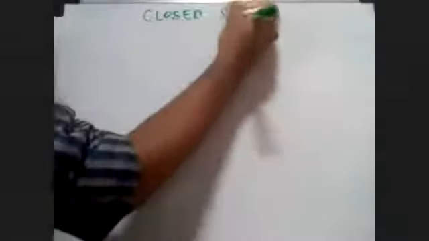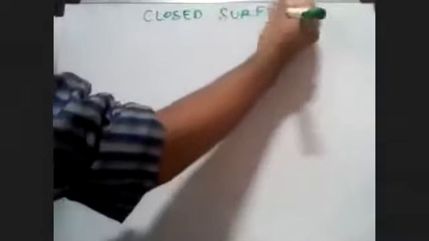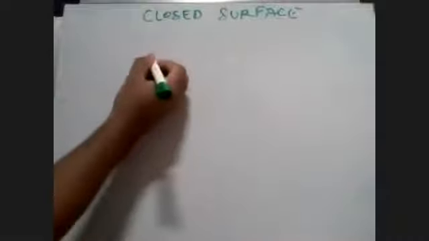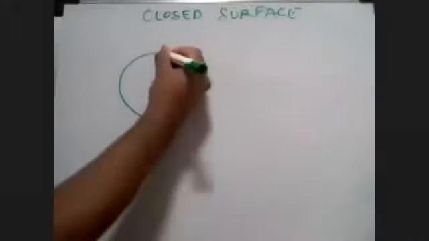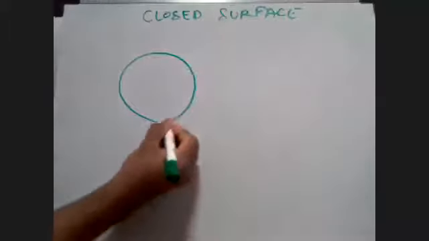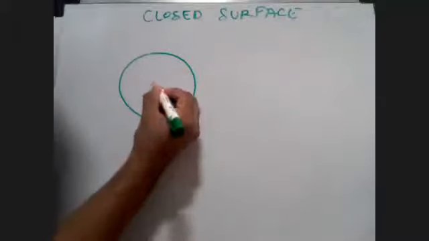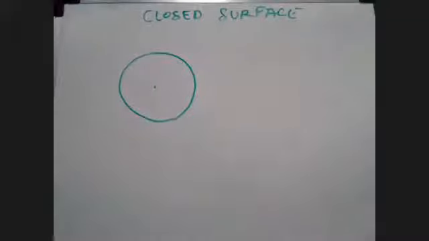Okay, now let's come to one important fact about Gauss law, and you love this. Let's look at closed surfaces. What's a closed surface? Something like a sphere. So we'll take a sphere. Okay, this is a sphere, and let's say that is Q.